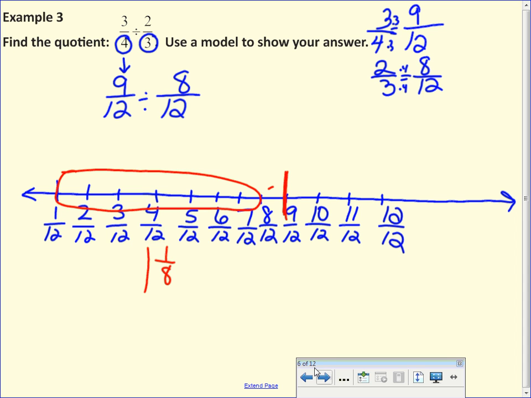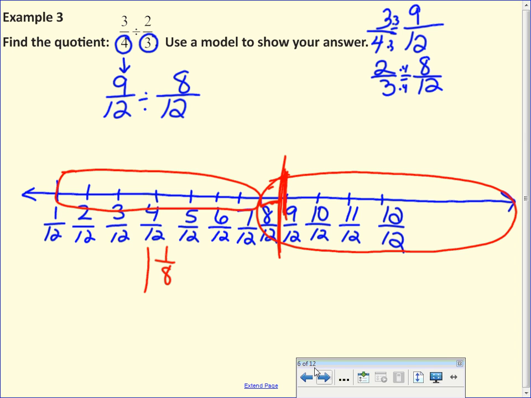Because if I made another group of 8, I see that one of them would still be included. If I made another group of 8, I don't even have to keep my number line. I know I'm going to make a group of 8. And I know that there's one here in my next group of 8 because of where this gets cut off. So it's 1 and 1/8.